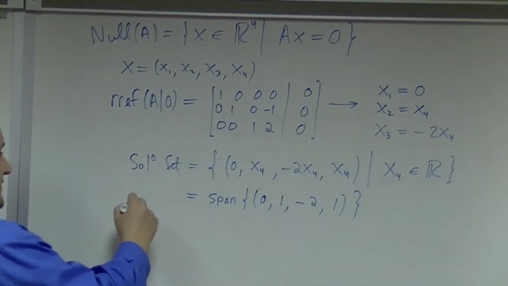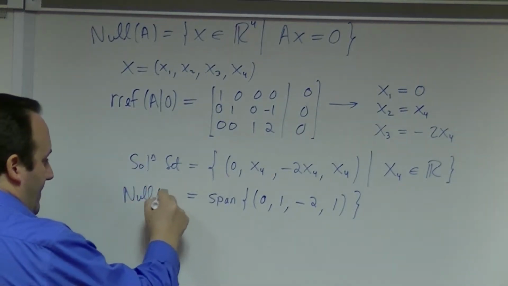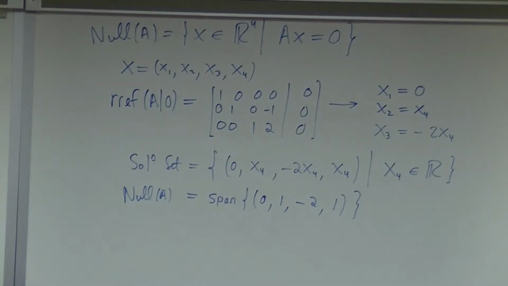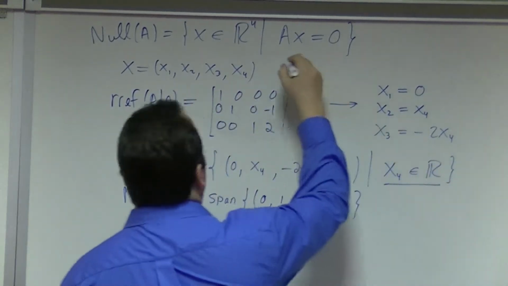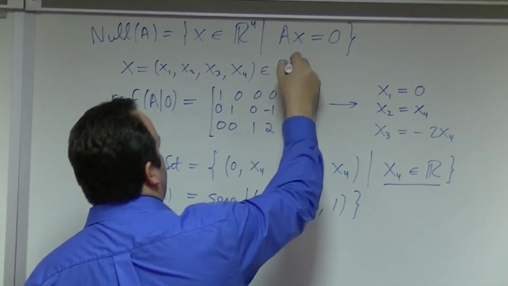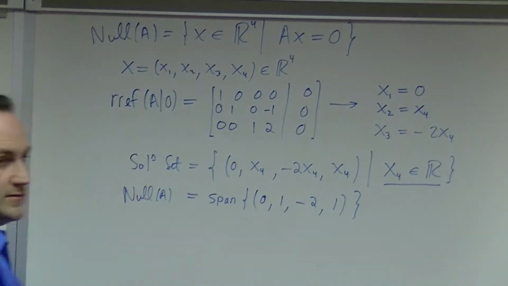Of course, the solution set is exactly the null space, isn't it? Is x4 an element of R4 or just R? X4 is a real, just a number. That's not a typo, I do mean R. X, on the other hand, is an element of R4. X is a vector. X4 is a component, a scalar variable, if you like.